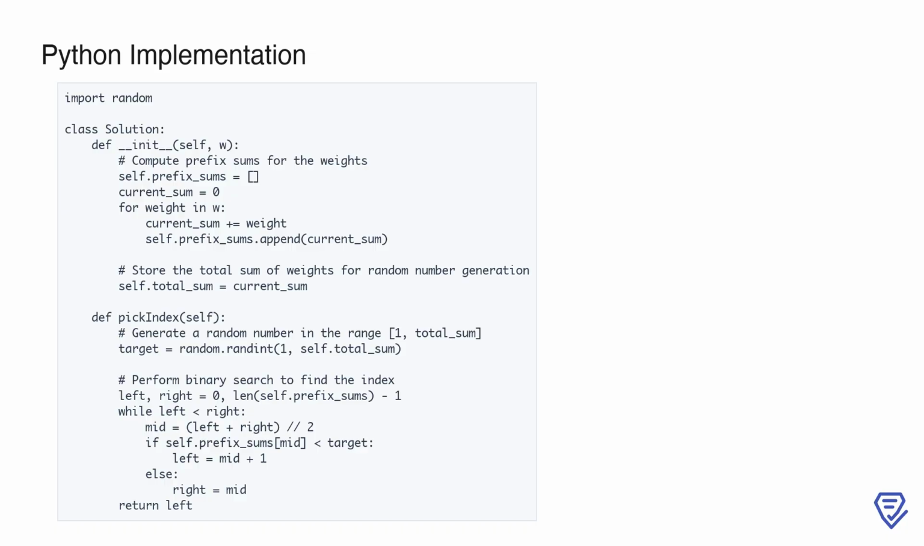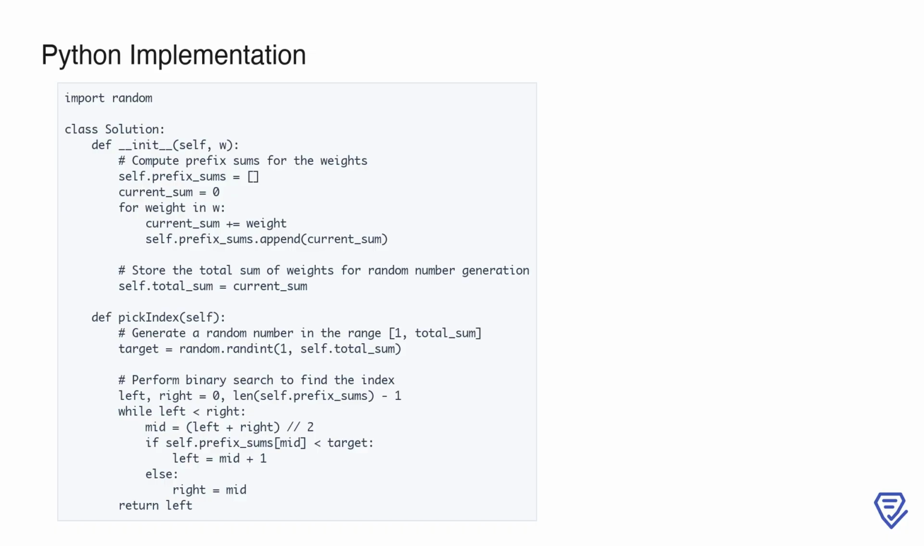Example walkthrough. 1. Suppose W equals 2, 3, 5. The prefix sums are 2, 5, 10, and total_sum equals 10. 2. If the random target is 6, the binary search will determine that it lies in the range 5 to 10, corresponding to index 2. 3. If the random target is 3, the binary search will find it in the range 2 to 5, corresponding to index 1.